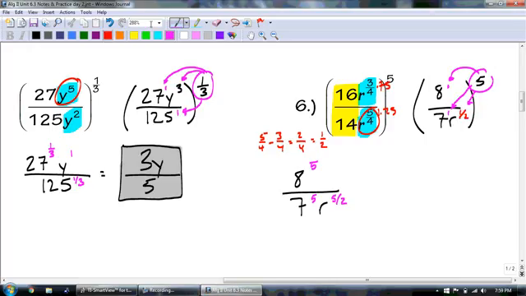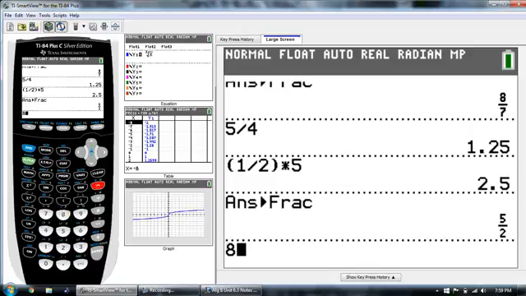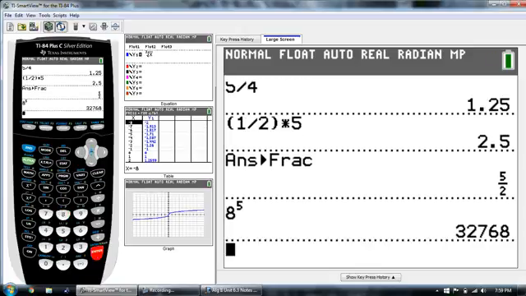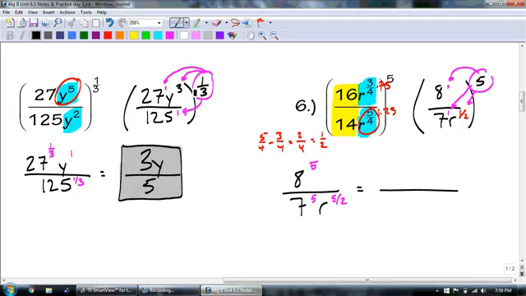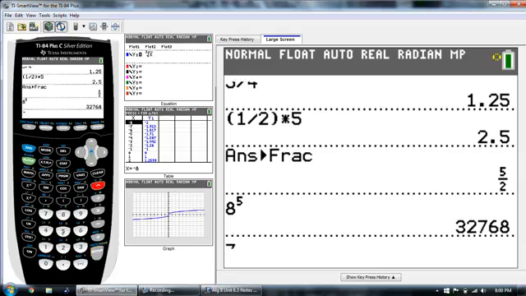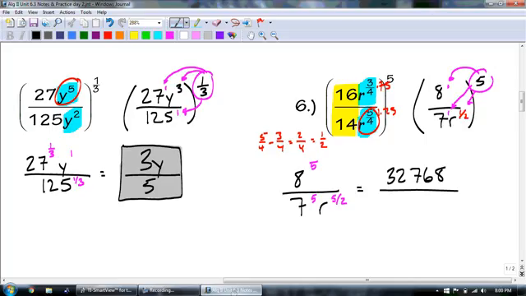Now, I'm not done. I know, guys, we're not done because I have a number. I need to know what 8 over 7 to the 5th power is. So 8 raised to the 5th power, we get 32,768. On the bottom, 7 raised to the 5th power, 16,807. And then don't forget the r raised to 5 over 2.